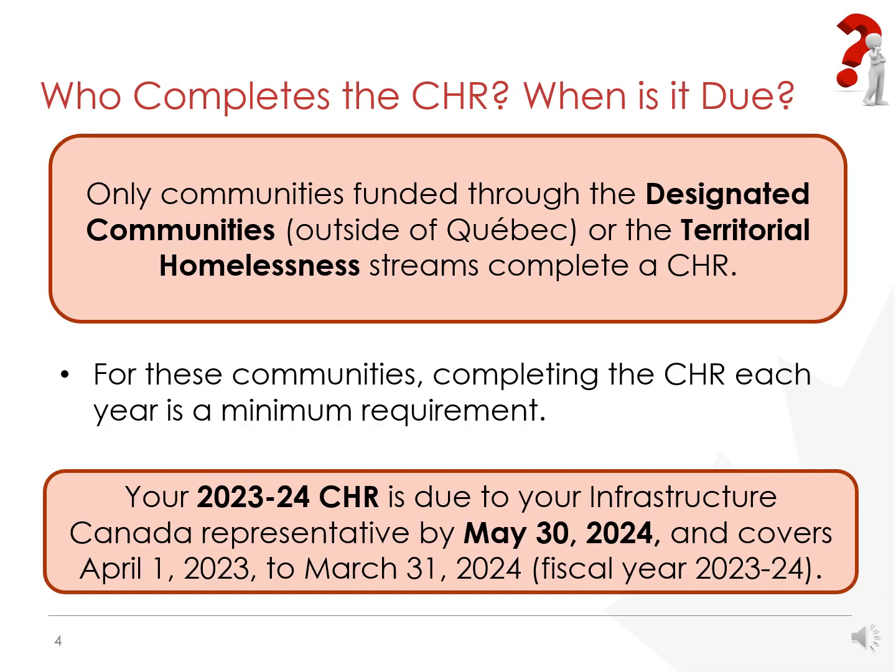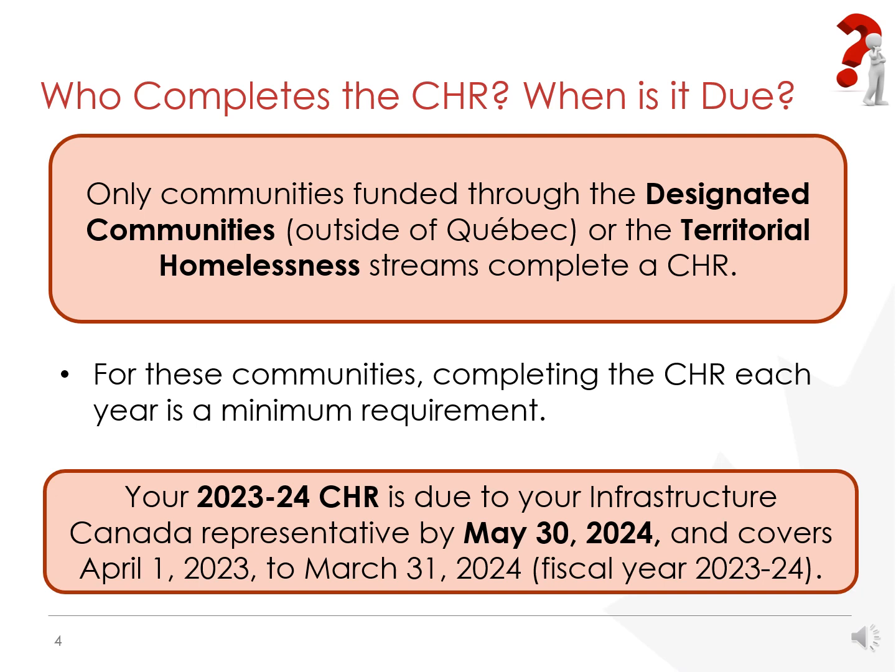Reaching Home does not take a one-size-fits-all policy direction across the country. There are a few funding streams, and these streams have different program expectations. I'm going to walk you through what this means for the CHR. Only communities funded through the Designated Community Stream and the 3 territorial capitals funded under the Territorial Homelessness Stream are expected to complete a CHR every year.